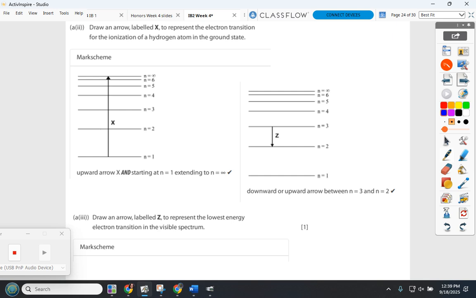Interestingly, the second one says draw an arrow labeled Z to represent the lowest energy electron transition in the visible spectrum. So in the visible spectrum, it needs to be going towards n equals 2, right? This is where we get visible light. But they point out in the mark scheme, you could have an upward arrow because it says transition. It doesn't say emission or absorption or increase or decrease in energy. It just says transition. So you could have drawn an arrow like that. That would have been fine too.